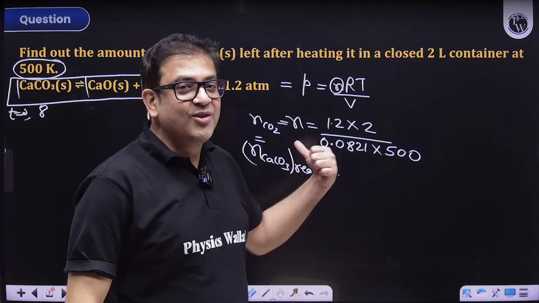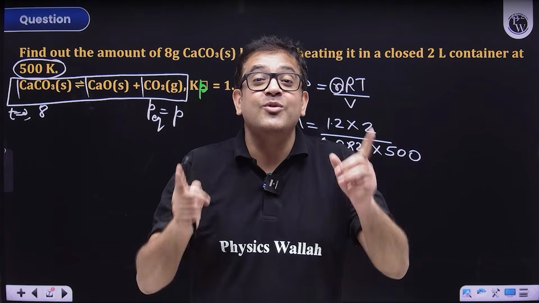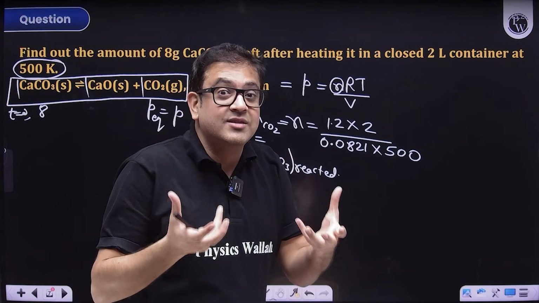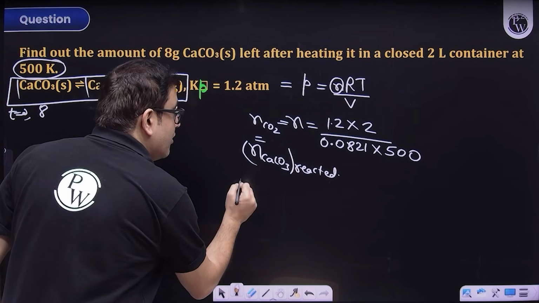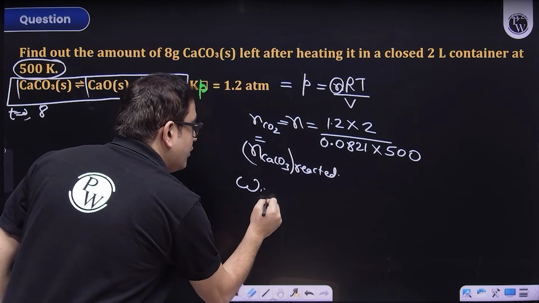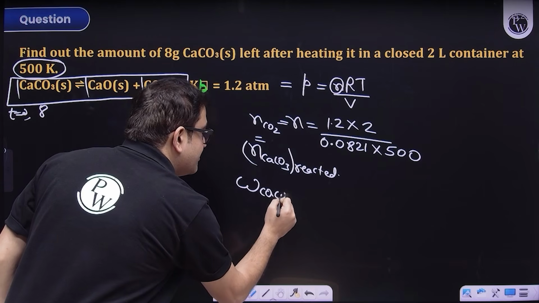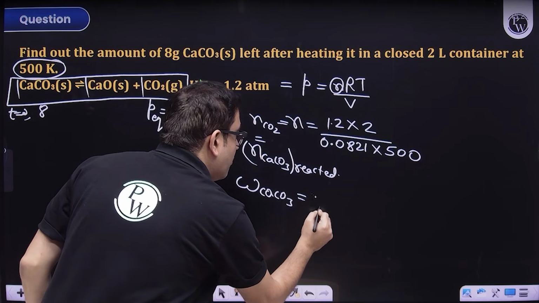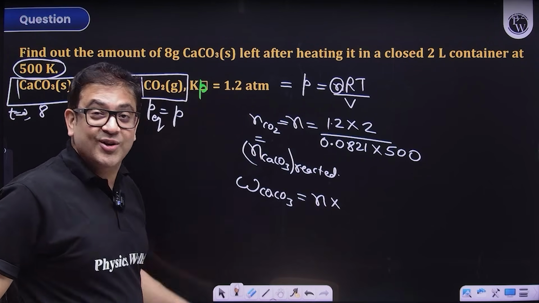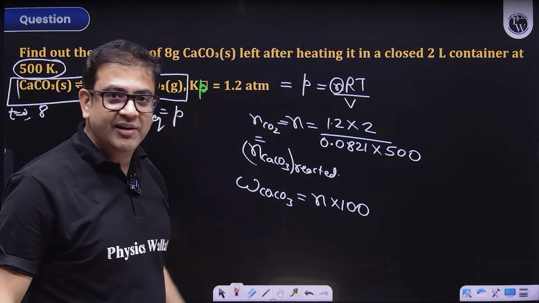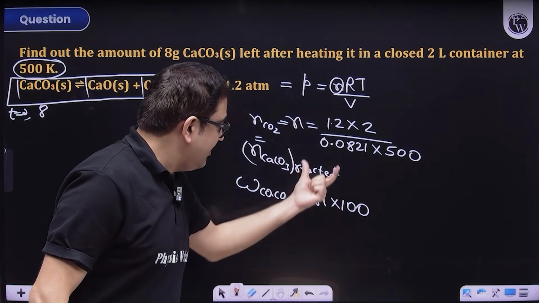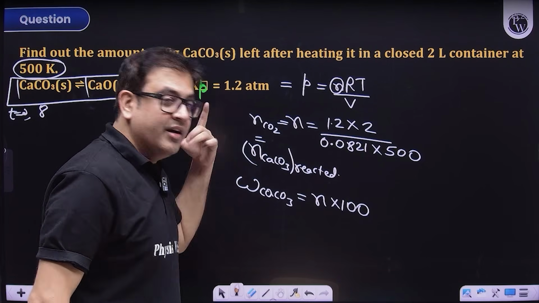So if this many moles have reacted, what are you asked? You are asked for the weight. So if this much mole has been reacted, what will be the weight of calcium carbonate that has been reacted? Moles into molar mass. What is the molar mass of calcium carbonate? 100. Use that value. So N into 100 will be your weight.